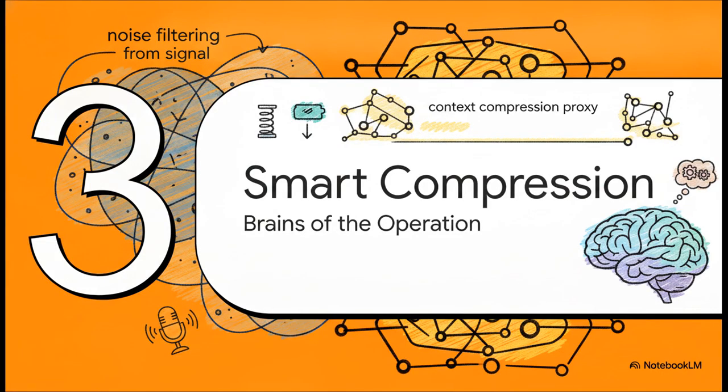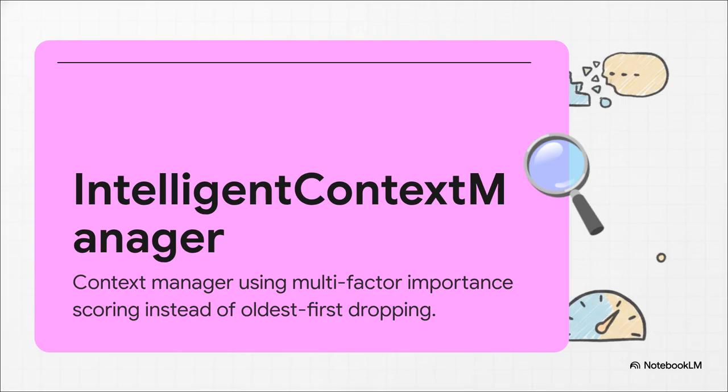Let's get into the real technical meat of this thing. Section 3, Smart Compression and Context, the brains of the operation. So, this brings us to the Intelligent Context Manager. This is the brilliant default engine that completely replaces that outdated rolling window approach. For years, the standard way to handle context limits was just to aggressively drop the oldest messages first. But Headroom throws that entire concept out the window. Instead, it uses a totally new paradigm: multi-factor importance scoring.